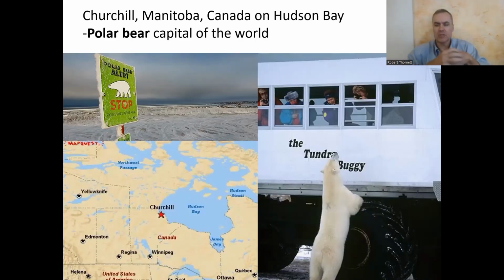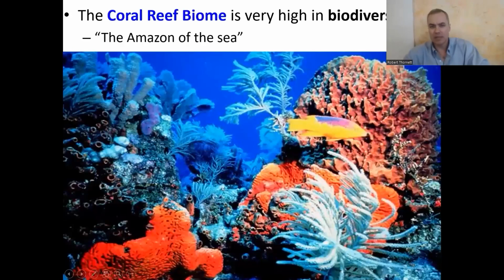And if you wanted to visit the tundra, one place you can do that is in Canada, far up north on Hudson Bay, in a town called Churchill. And so you see on the right there, they have the tundra buggy, which puts people up at a safe height above the polar bears, and you can basically drive around in the tundra and hang out with polar bears safely inside.